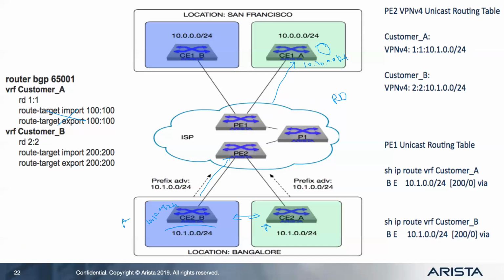We don't have RT, let's say. Now you want to receive this. Based on RD only, you are taking the decision which route to receive and install into this VRF. Now you want to install 10.10.0.0 here as well, and for that you have to allow this RD 2:2 also here. 1:1 definitely you want to install, but 2:2 also. But what will happen when you configure two RDs? Can you configure two RDs under one customer VRF?